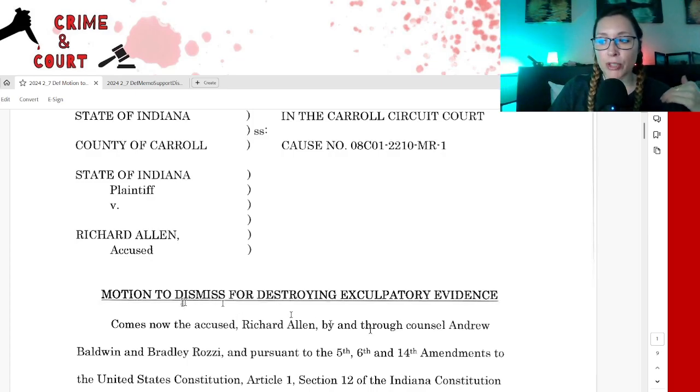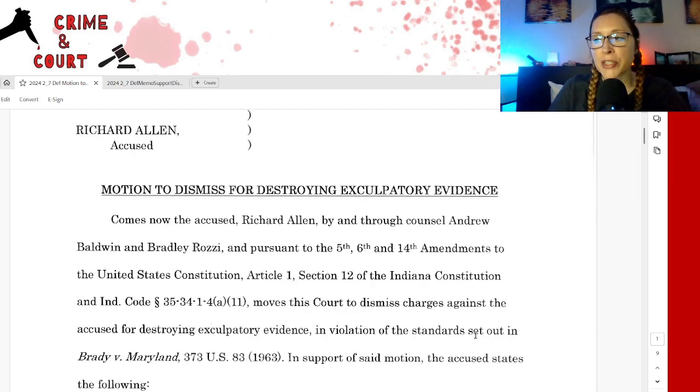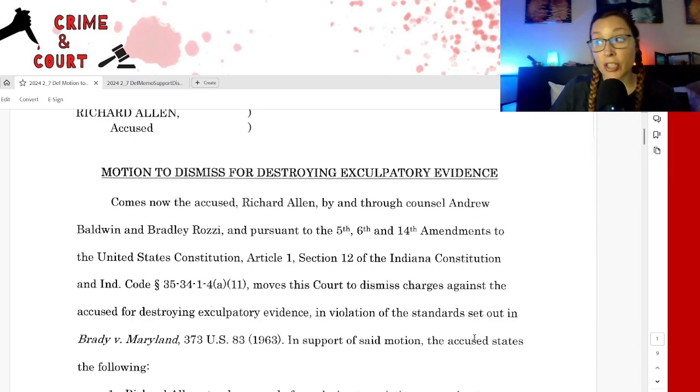This is a motion to dismiss for destroying exculpatory evidence. Basically, the title is self-explanatory. They want to dismiss the charges based on evidence that they claim has been destroyed, or in some form or fashion, is missing.